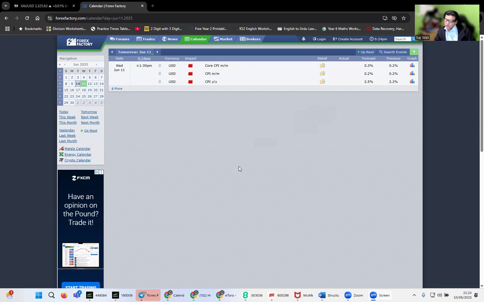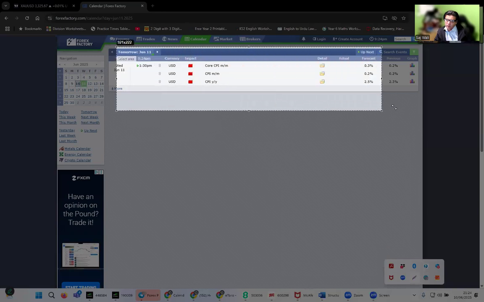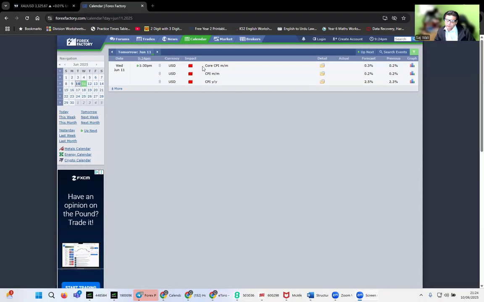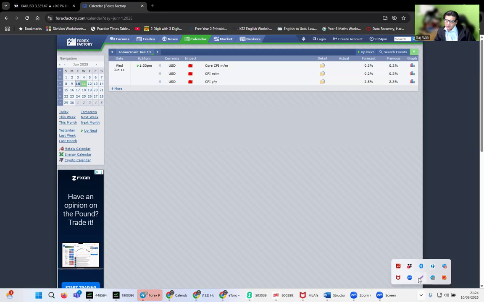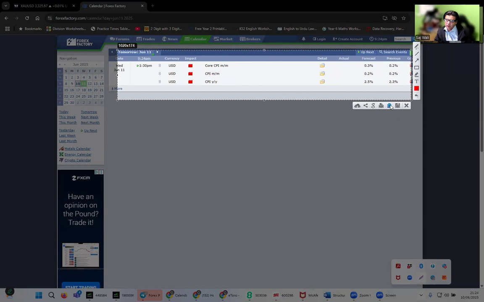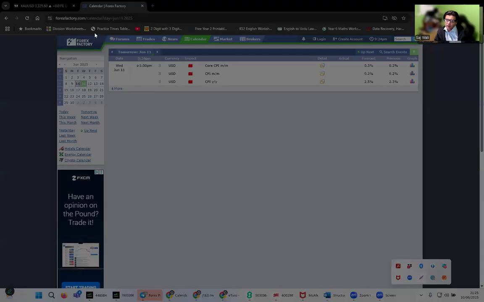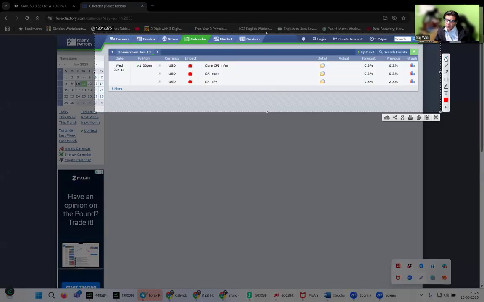Let's start our analysis for 11th June 2025, starting with Forex Factory. Tomorrow is an important day because we have heavy impact news in USD, and you can see that we have it at 1:30 p.m. These are the UK times. I always trade in UK time, so I'm in the UK.